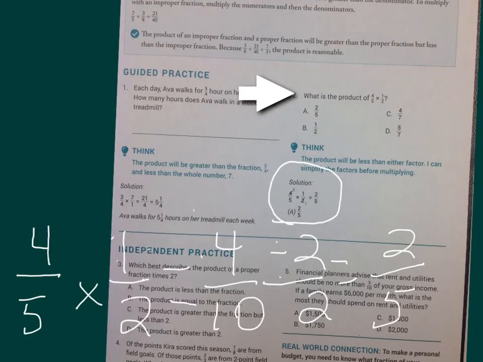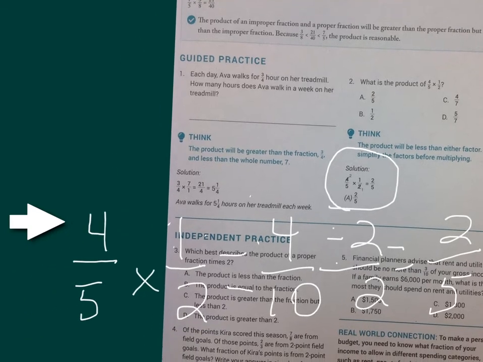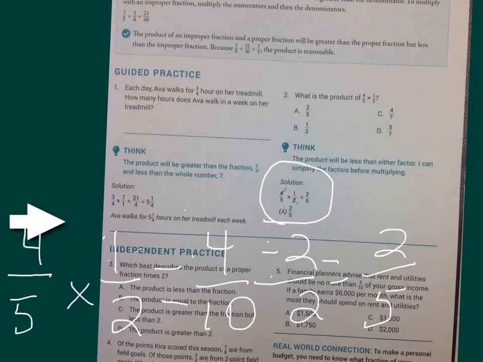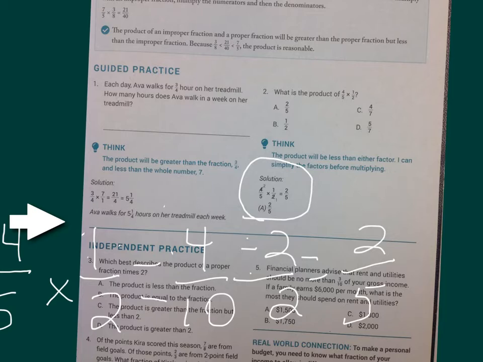Okay, let's look at number 2. It says, what is the product of 4/5 times 1/2? So what we're going to do is we're going to take our 4/5 times 1/2, and that's going to equal 4/10. And then we know that the common factor of 4 and 10 is going to be 2. So then we're just going to divide. 4 divided by 2 is 2. 10 divided by 2 is 5. And then that's how we're going to get 2/5.